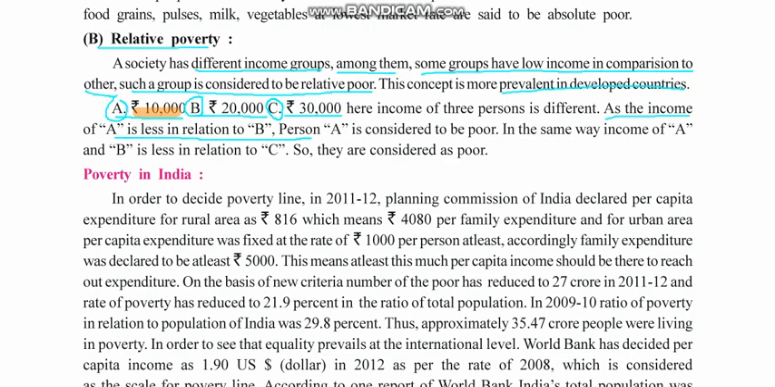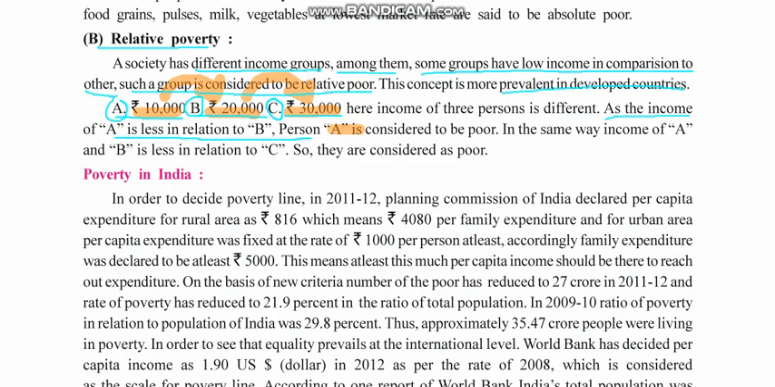The income of A is 10,000, so that is lesser in comparison to B, or you can say B is richer than A, right? B's income is 20,000, so he is richer than him. But B will be poor in comparison to C because his income is 30,000, right? So here you can say A is poorer than B, but B is poorer than C.